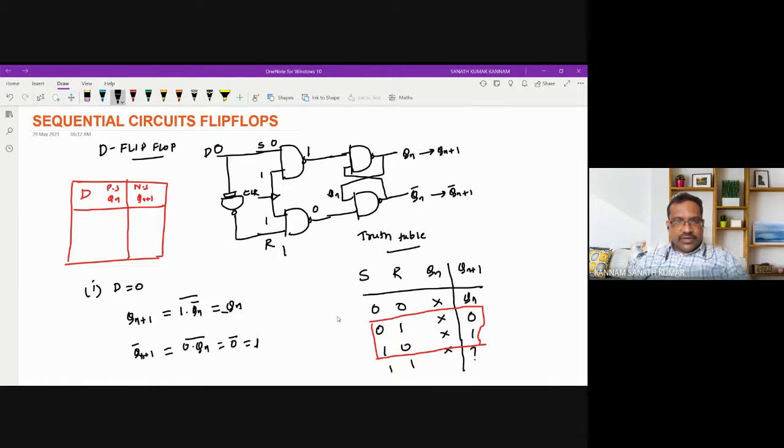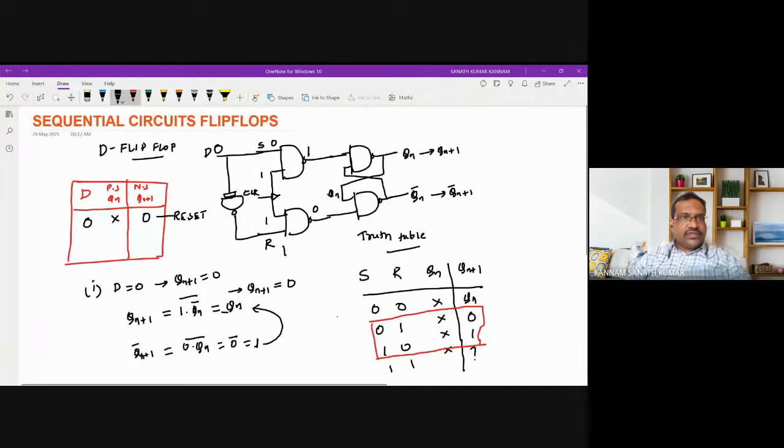So by taking this as reference, you can write Qn plus 1 equal to 0. That means when D equal to 0, Qn plus 1 equal to 0. When D is 0, whatever the present state, you get 0. That is nothing but the reset state.